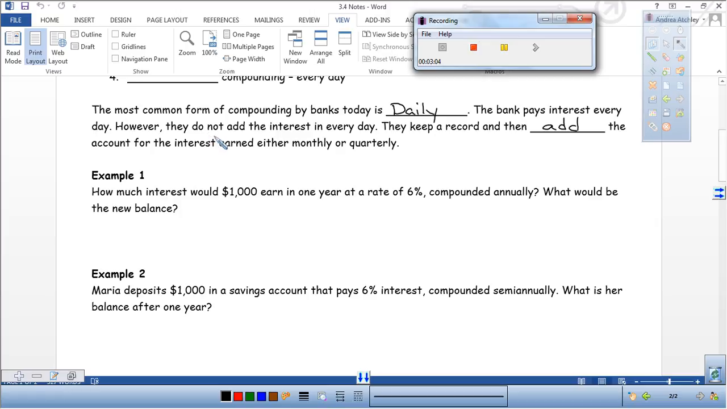Wait, they keep a record and then add to the account for the interest credit, maybe? Yeah, I'll add it in too. Add. That would make more sense. And then add it into the account for the interest earned either monthly or quarterly. Okay. Any questions over that?